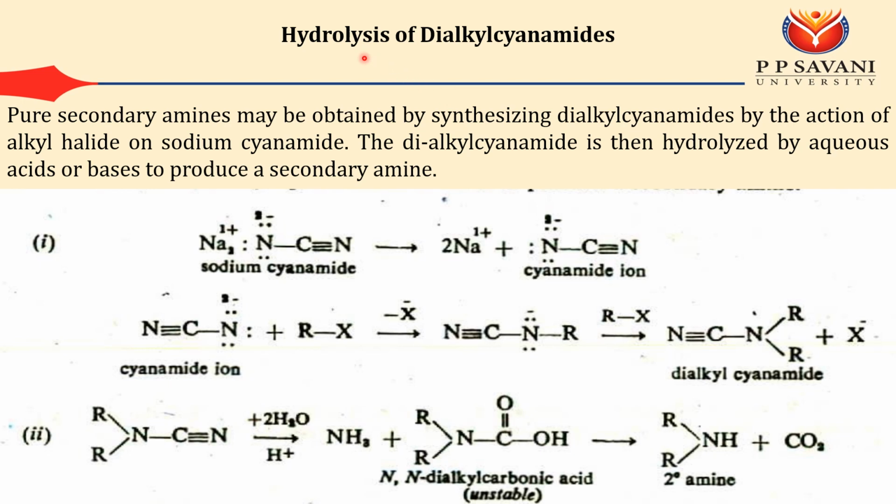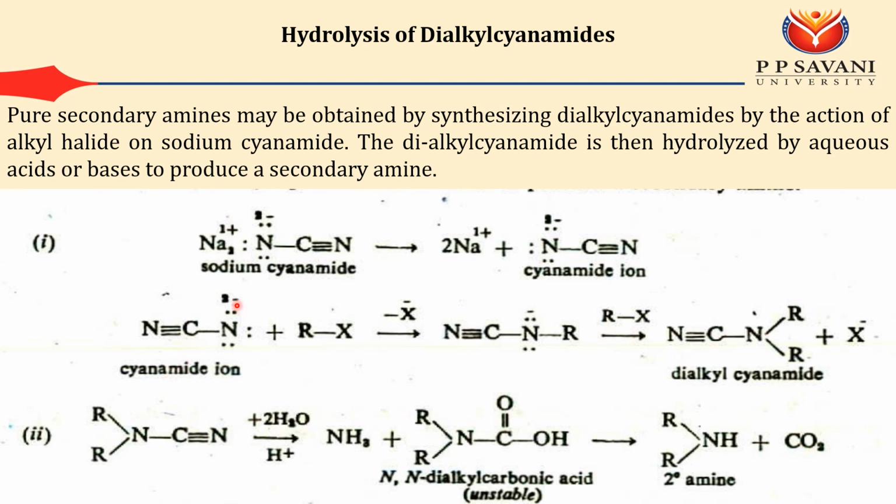Then hydrolysis of dialkyl cyanamide. For this you need a cyanide molecule, like C triple bond N. Don't be confused between cyanide and isonitrile. In isonitrile it is N triple bond C, here it is C triple bond N, so that's why it is known as a cyanide molecule. Pure secondary amines may be obtained by synthesizing dialkyl cyanamides by the action of alkyl halide on sodium cyanamide, and the dialkyl cyanamide is hydrolyzed by aqueous acid or base to produce the secondary amine.